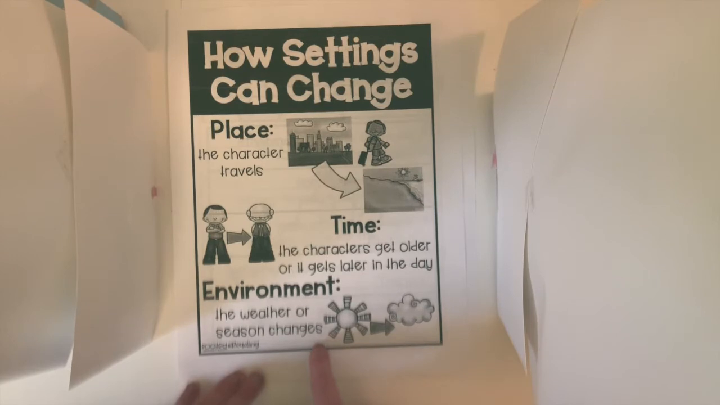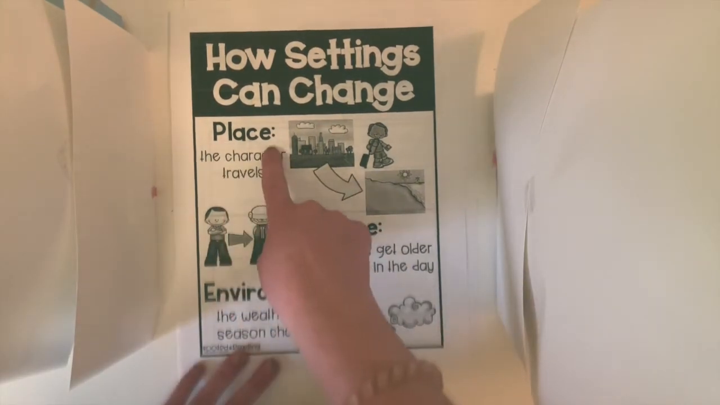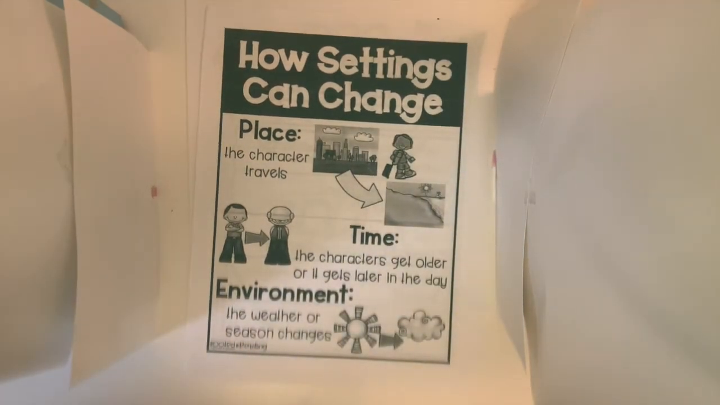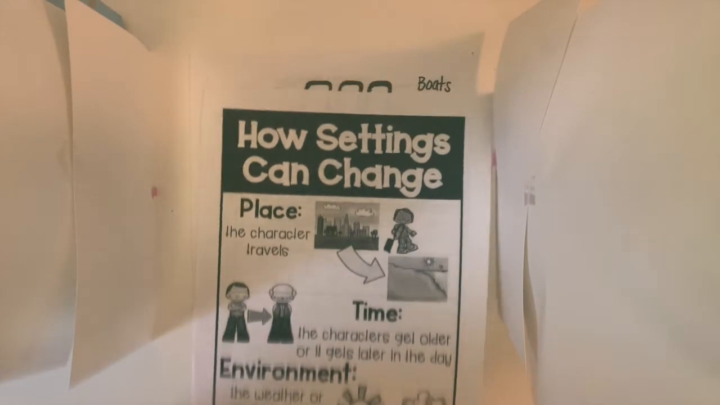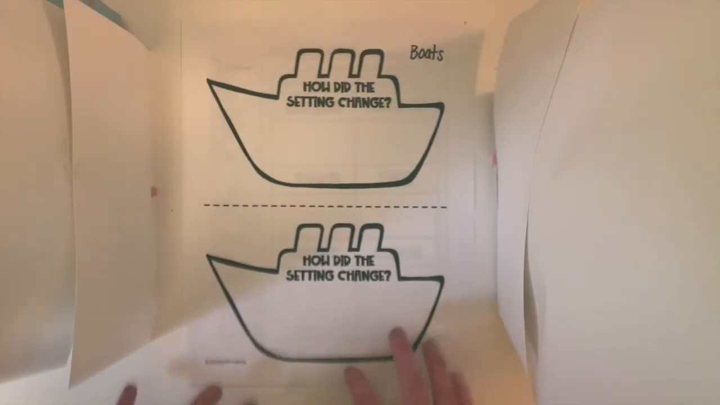Can you think about the story we just read? How do you think the setting changes? That's right, I'd say through the place. Our character travels to many different places. So now why don't you put that to the side, and you can grab your page with the boats on it.